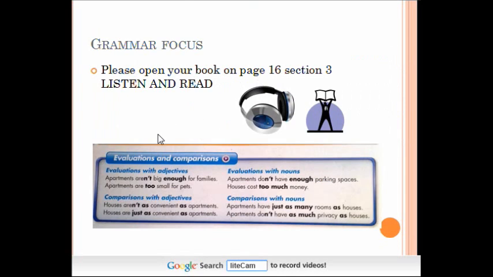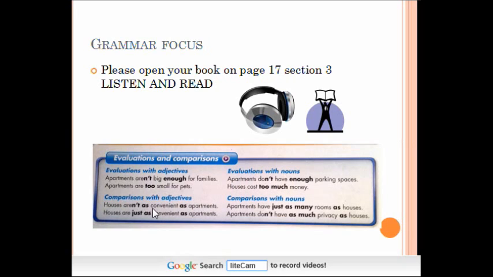Please open your book. Let's check the grammar focus on page 16, section 3. Here we have listen and read. Page 17, Exercise 3. Grammar focus. Evaluations with adjectives. Apartments aren't big enough for families. Apartments are too small for pets. Evaluations with nouns. Apartments don't have enough parking spaces. Houses cost too much money.